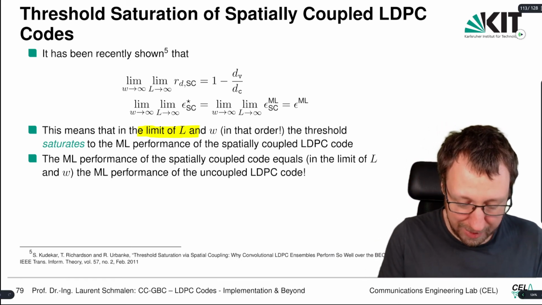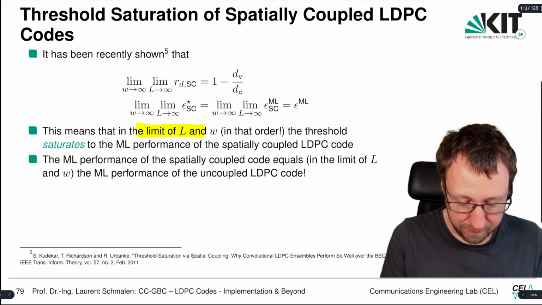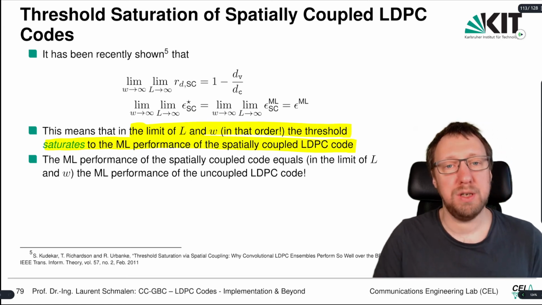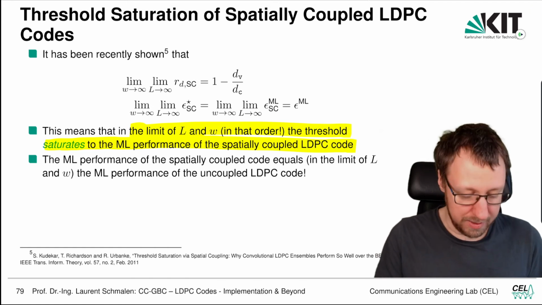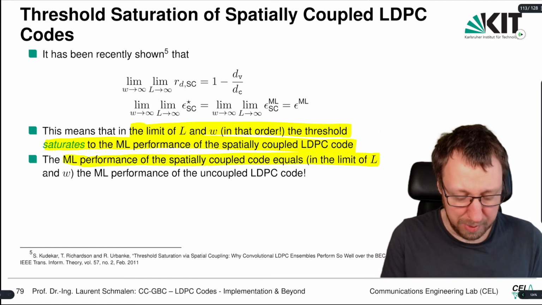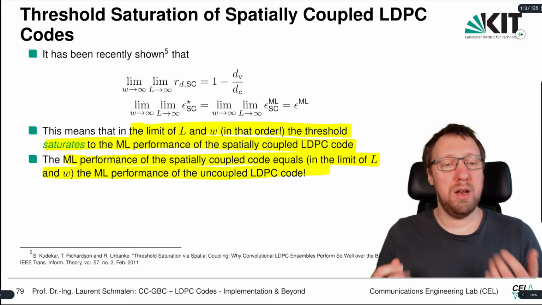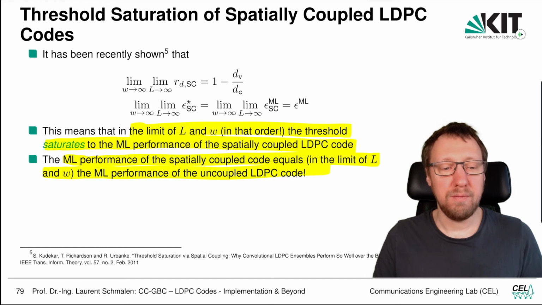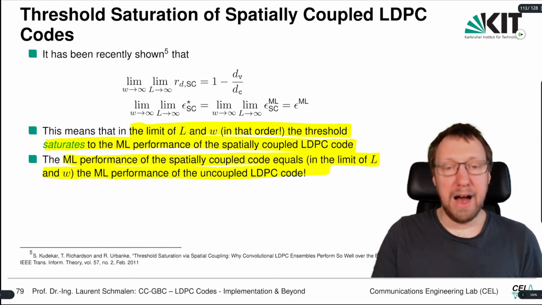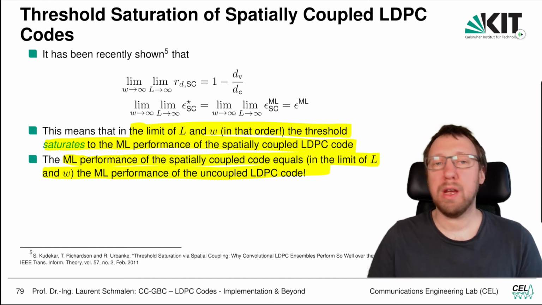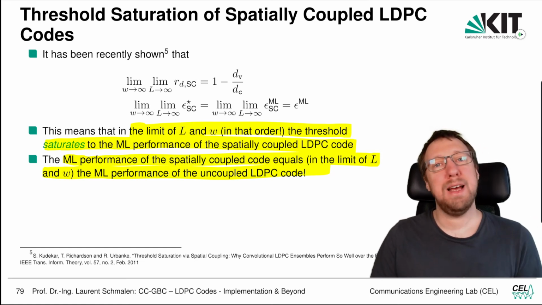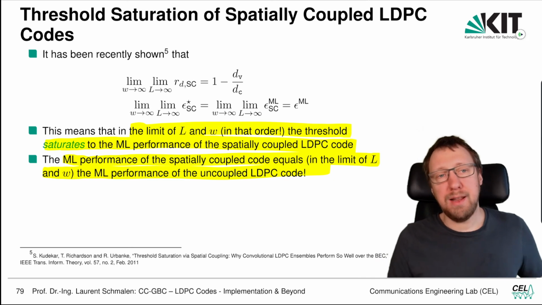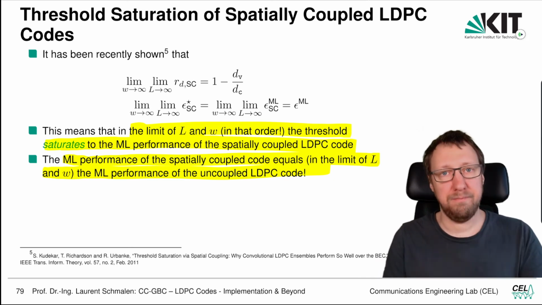So in the limit of L and W, the threshold saturates to the maximum likelihood performance of the spatially coupled LDPC code. And the maximum likelihood performance, also in the limit of L and W, is equal to the maximum likelihood performance of the uncoupled LDPC code. So that is a rather unexpected result, and it means that you can achieve the same performance as a maximum likelihood decoder could by using message passing, but you need to operate on a spatially coupled code.